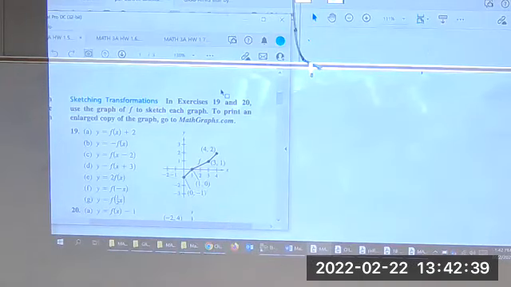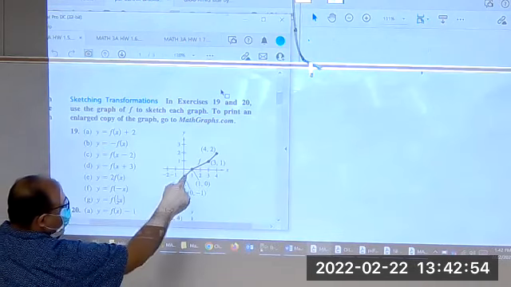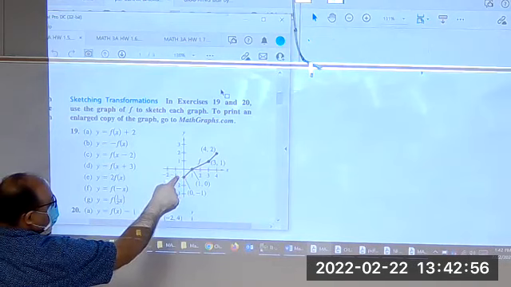Okay, use the graph of f to sketch each graph. To print an enlarged copy of the graph, you go to mathgraph.com and you can print out that graph and then just move the dots. And that's all we're doing, is going to move the dots. The first one, A, is the picture of this function. This is a picture of f of x.